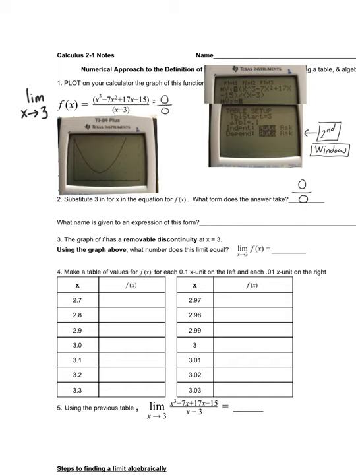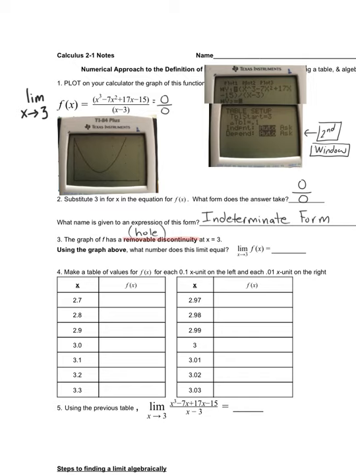That is the form. The name given to that form, 0 over 0, is called an indeterminate form, and that's pretty important when it comes to limits. If you have 0 over 0, that tells you that there probably is a limit there. Number 3, the graph has a removable discontinuity at x equals 3. This is just a fancy name for a hole. That's just a fancy name for a hole.